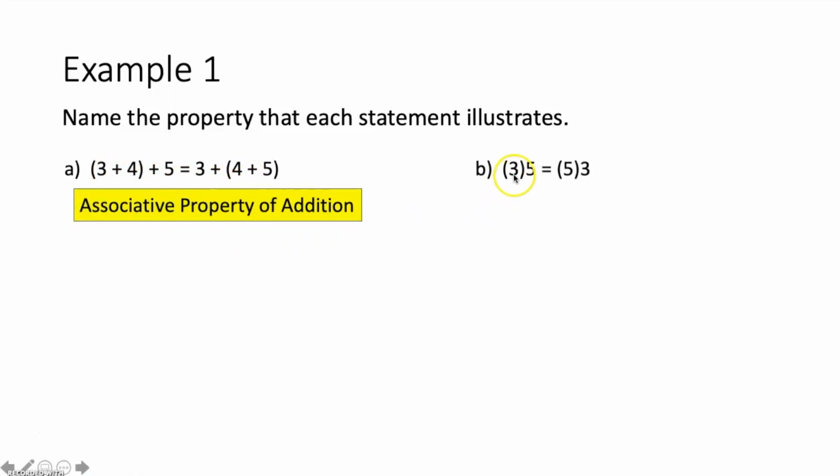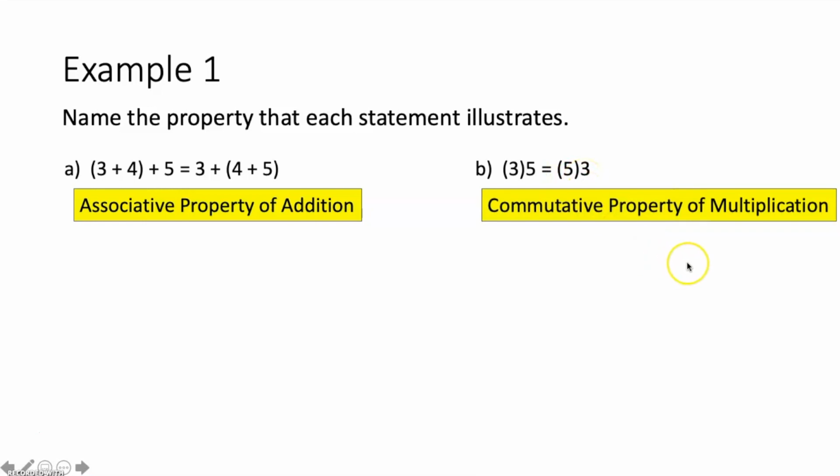Part B, we have 3 times 5 is equal to 5 times 3. So here we are rearranging the order in which we are multiplying these two numbers. So instead of multiplying 3 times 5, we're multiplying 5 times 3. And again, anytime you change the order, you want to think about the commutative property. So in this case, since we are multiplying 3 times 5 and then changing it to multiplying 5 times 3, it would be the commutative property of multiplication.